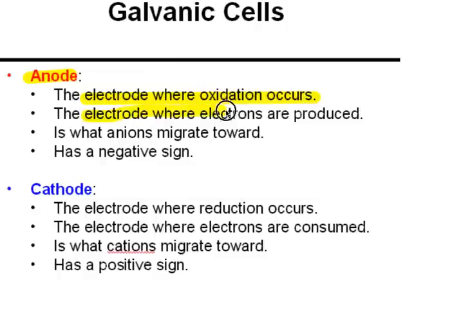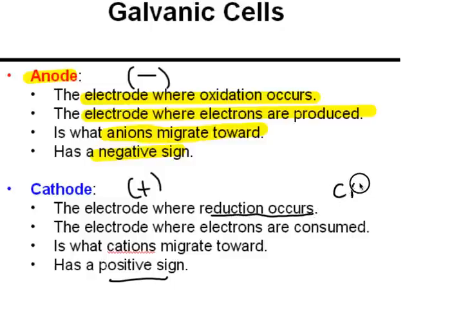It's also the place where electrons are produced, and anions migrate towards it. So any negative ion will migrate towards it to prevent the buildup of a positive charge. Overall, in an electrochemical cell, it's associated with a negative sign. So if you're talking about an anode on a cell diagram, you would give it a negative sign. Basically, everything's the opposite for a cathode. A cathode has a positive sign associated with it. It's where reduction occurs, because remember car audio: cathode reduction, anode oxidation. It's where electrons are consumed, and cations will migrate towards it.